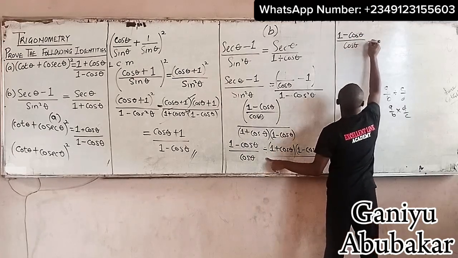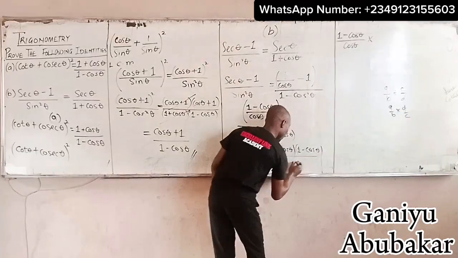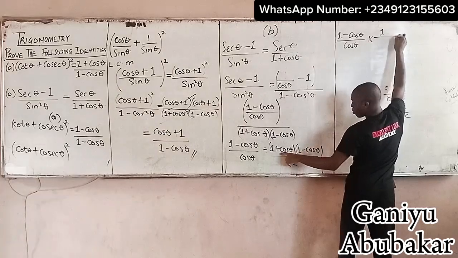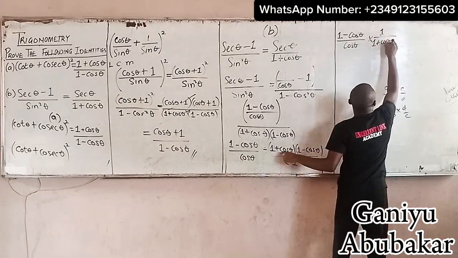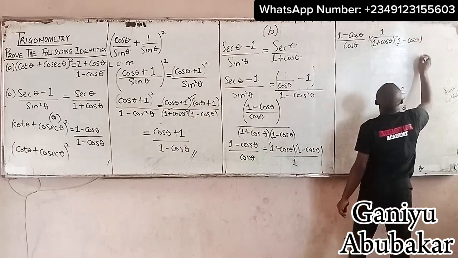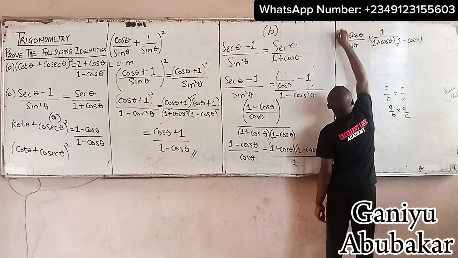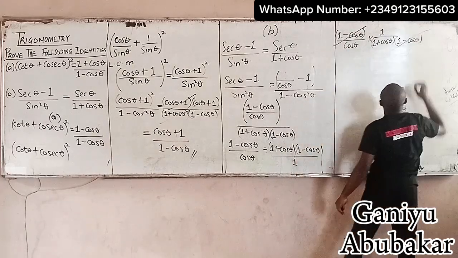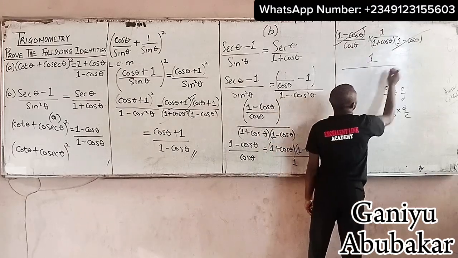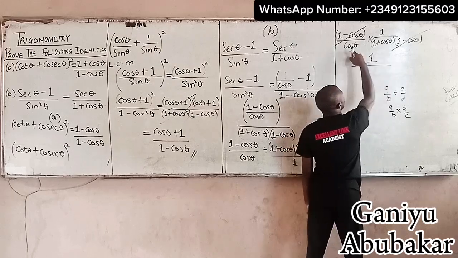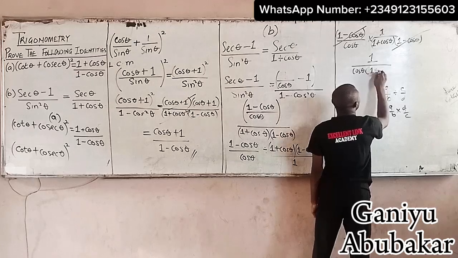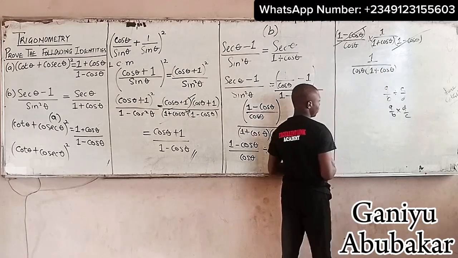From here, I'll have 1 minus cos theta all over cos theta times this, 1 comes up. There's an invisible one here. So the 1 comes up. I'll have 1 all over 1 plus cos theta into 1 minus cos theta. So from here, we know that this one here can cancel this one here. So what do we get here? 1 times 1 gives 1 all over cos theta times this gives cos theta into 1 plus cos theta. I have this one here.